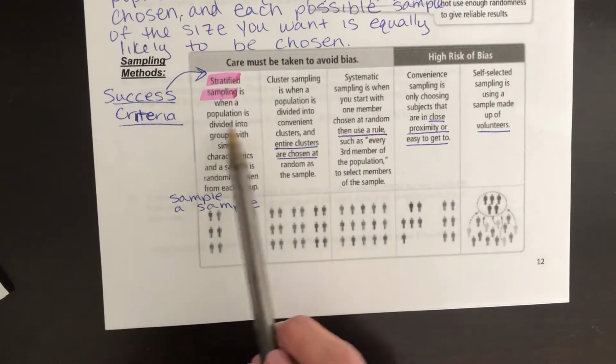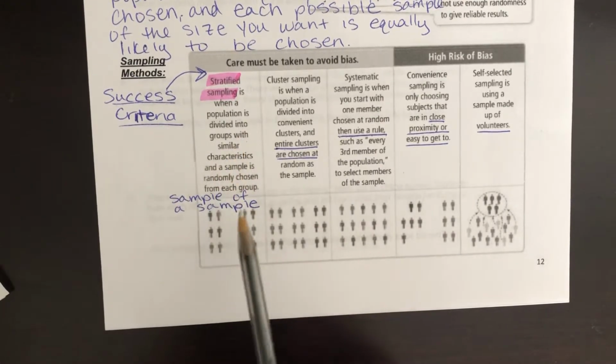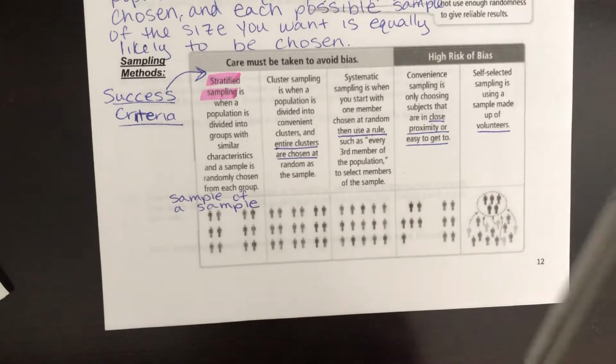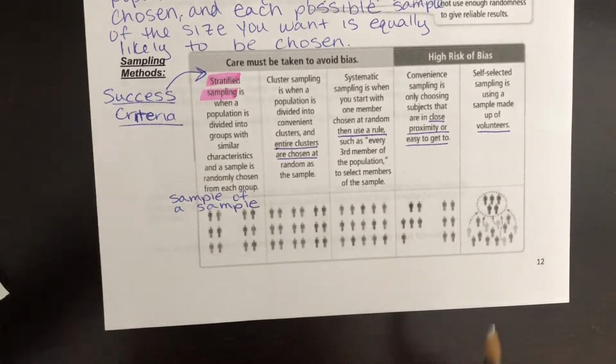Says when a population is divided into groups with similar characteristics and a sample is chosen randomly from each group. So I like to say that this is a sample of a sample. You're taking a sample and then you're pulling from that sample to create your groups there.